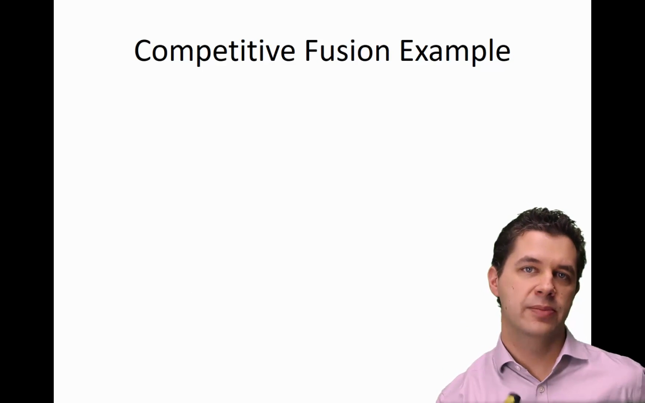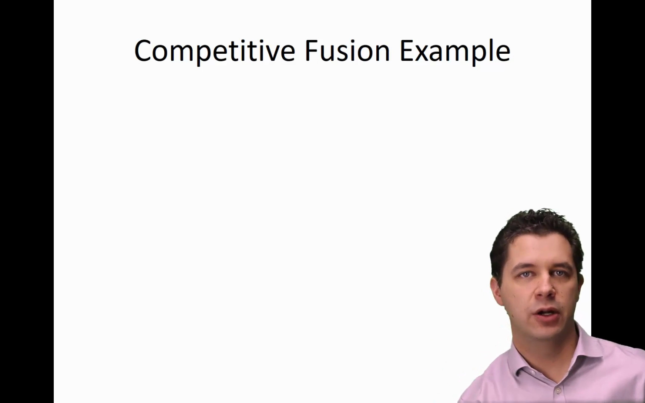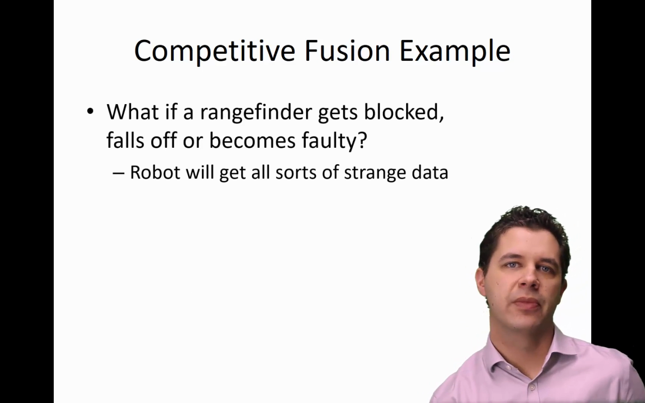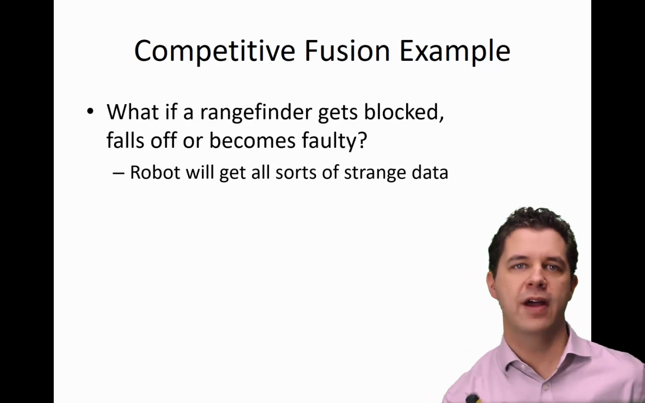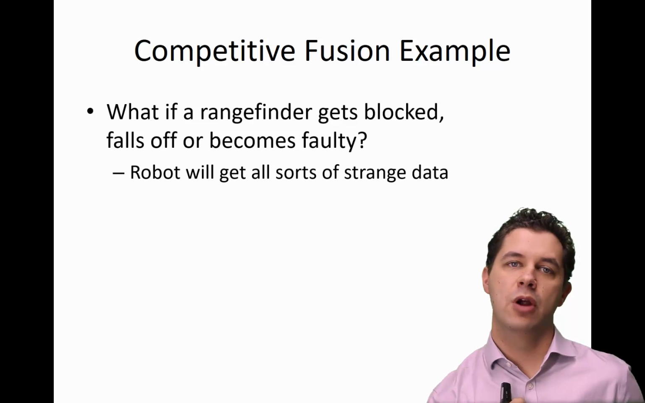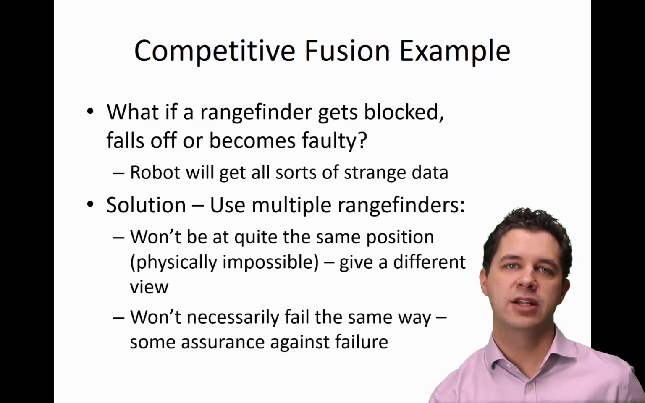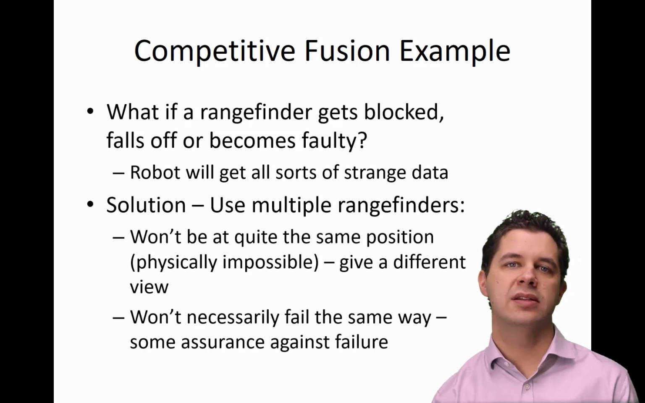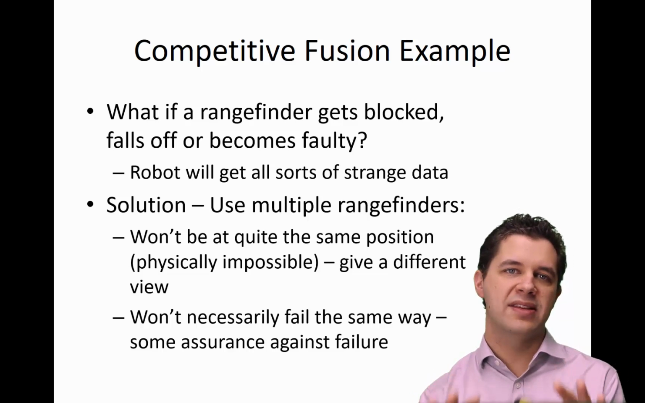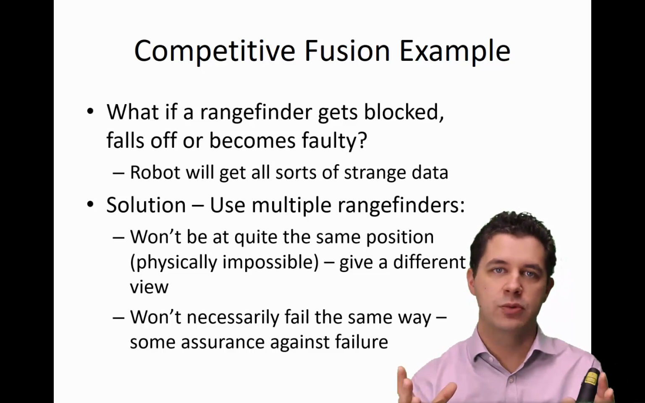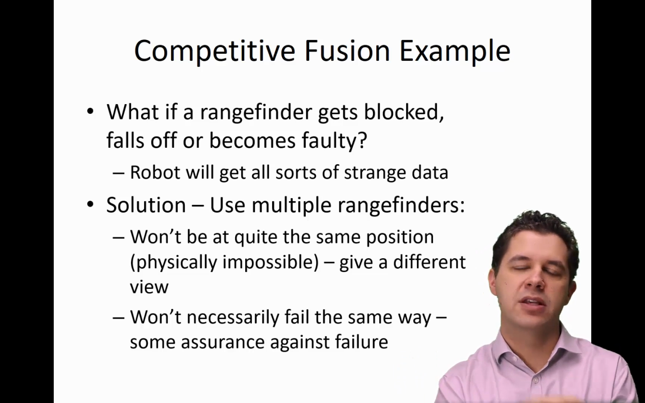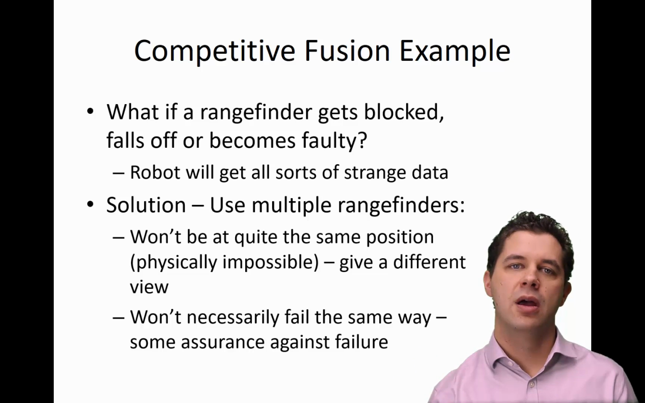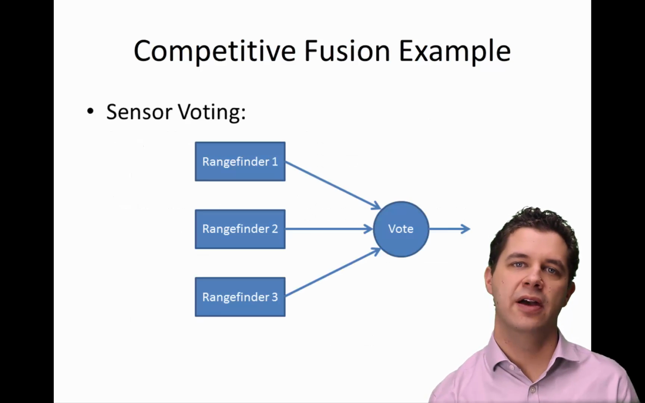So let's go through some examples in the robotics sphere of each of these types of sensor fusion. What if a rangefinder gets blocked or becomes faulty or falls off our robot? Our robot will get all sorts of strange data. So we could use multiple ones. Now they won't be in quite the same position because it's physically impossible to put three sensors in exactly the same spot, so they'll give us a slightly different view. But they won't necessarily fail the same way, so that's some assurance against failure.